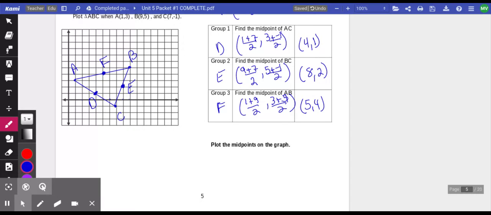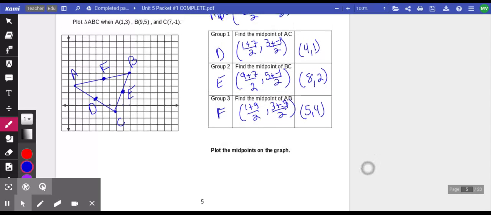Okay, so I plotted the points and then I found the midpoints. I called the midpoint of AC D, which is at (4, 1). The midpoint of BC is E, which is (8, 2). And the midpoint of AB is F, which is (5, 4). Now we're going to find the slopes.